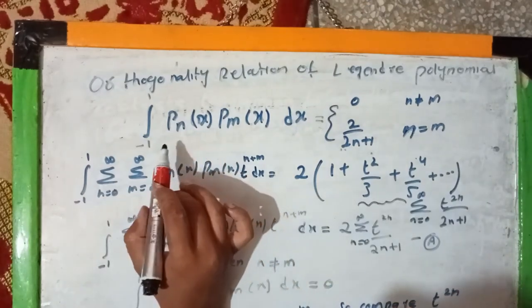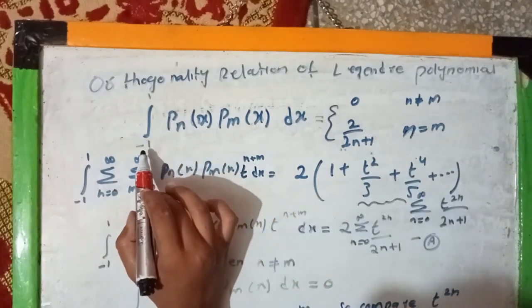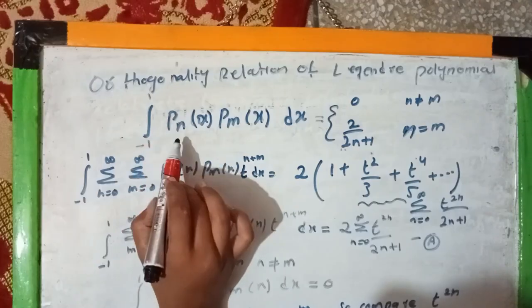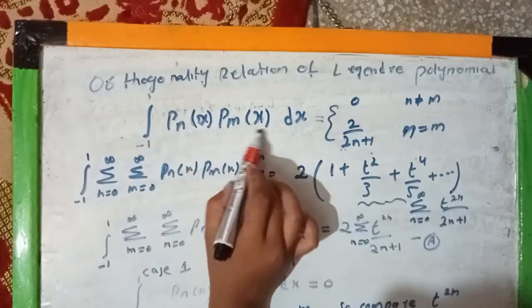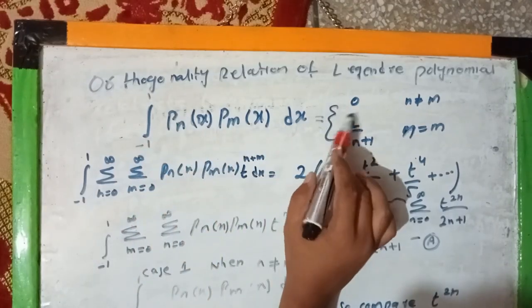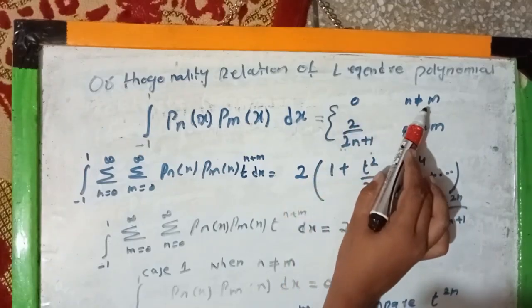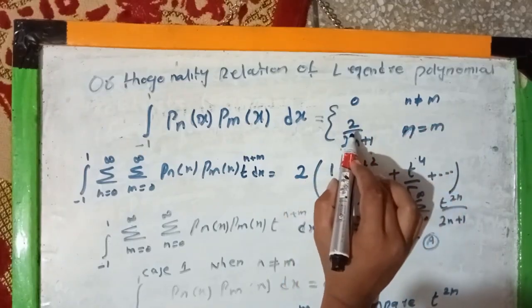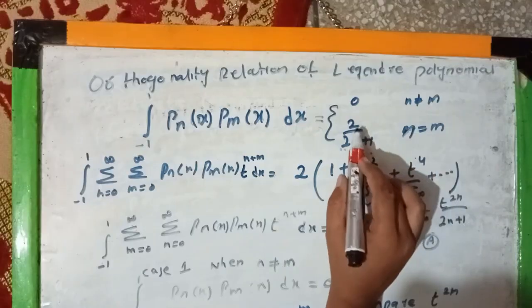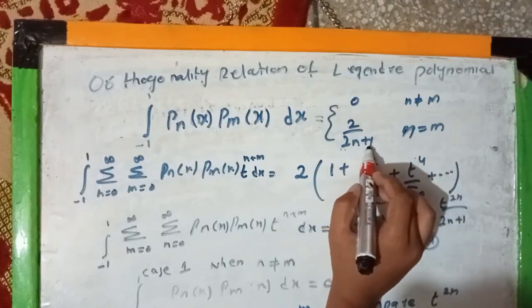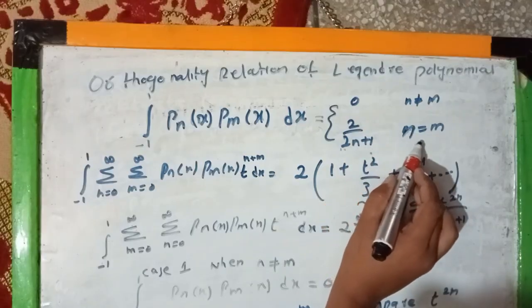So the orthogonality relation of Legendre polynomial is integral from -1 to 1 P_n(x) P_m(x) dx is equal to 0 when n is not equal to m, and is equal to 2 over 2n plus 1 when n is equal to m.